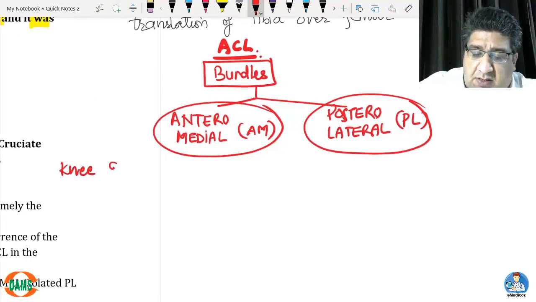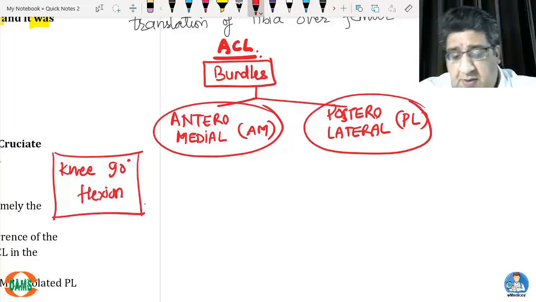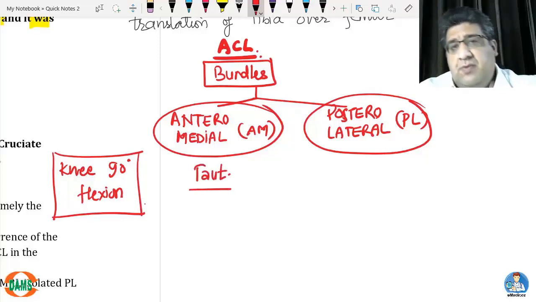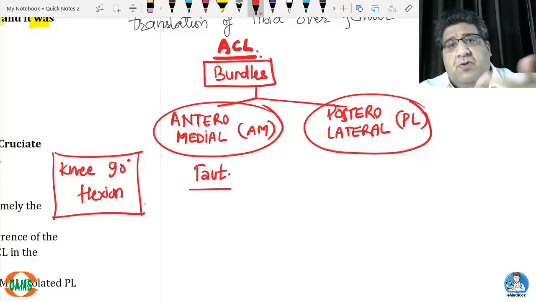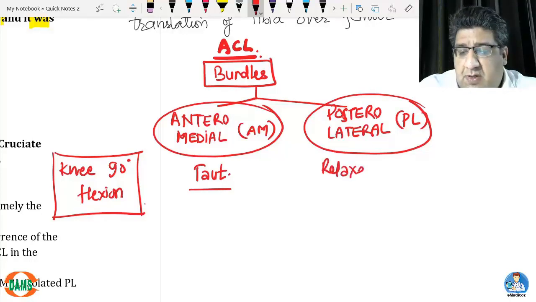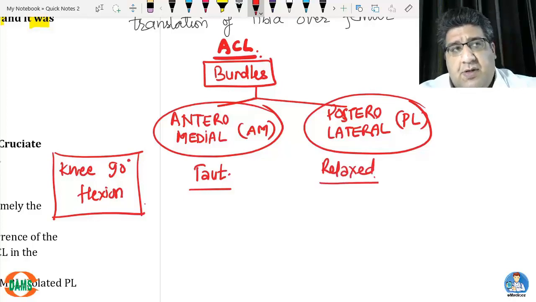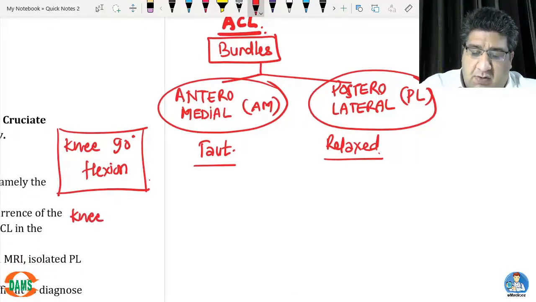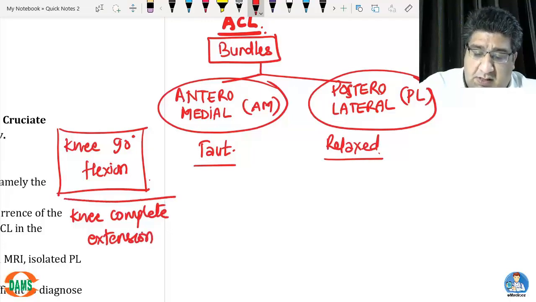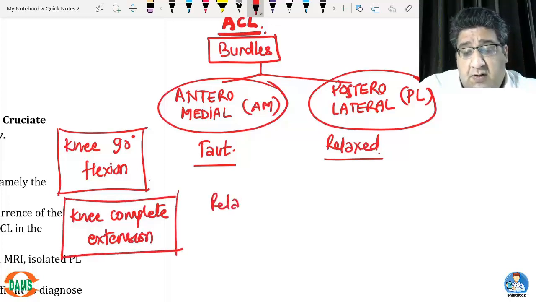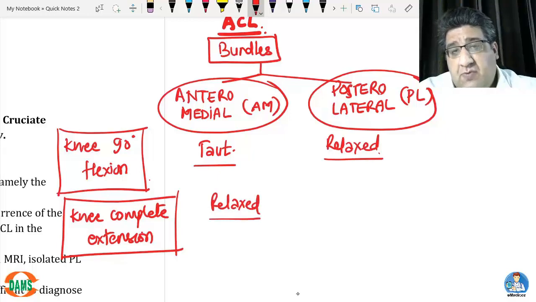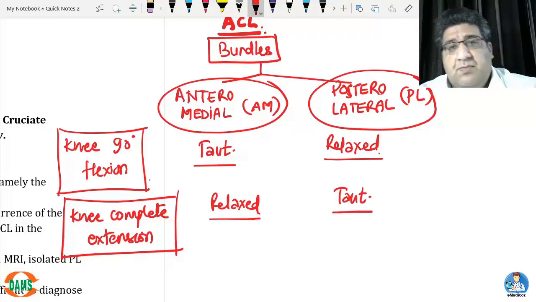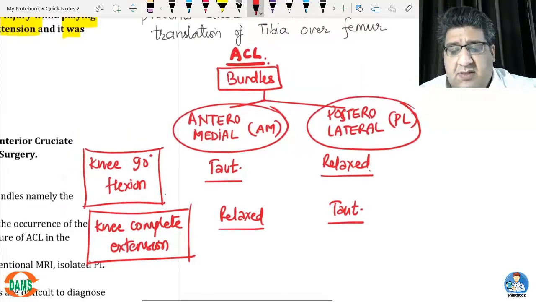That when your knee is in 90-degree flexion, then in this particular position, the anteromedial bundle will be tight. Now when I say it will be tight, that means it is going to perform the job. At the same time, the posterolateral bundle is going to be relaxed. You understood my point? So the anteromedial bundle will be the chief working tight bundle, while the posterolateral bundle will be relaxed. But when the knee is in complete extension, then this bundle is not going to perform the job. The anteromedial bundle will be relaxed, while the posterolateral bundle will be comparatively taut. So it is the PL bundle which will be performing this activity. I hope that makes some sense to you.